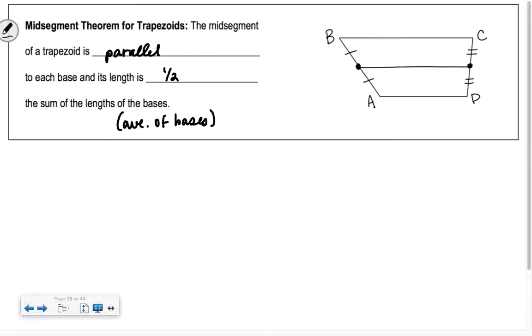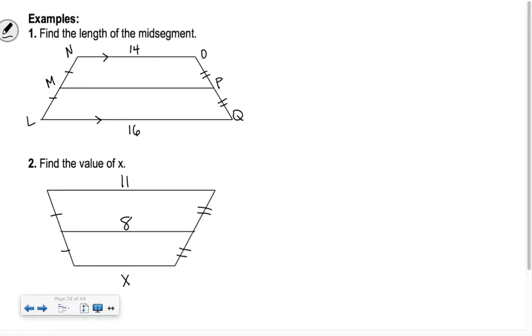So looking at some pictures, we have some kind of easy problems with these. It says find the length of the midsegment. Can we all do this in our head? What's halfway between 14 and 16? 15. So that's the easiest way to find that average in that case. You could add them together though and divide by 2 if you want to. So about this next one.